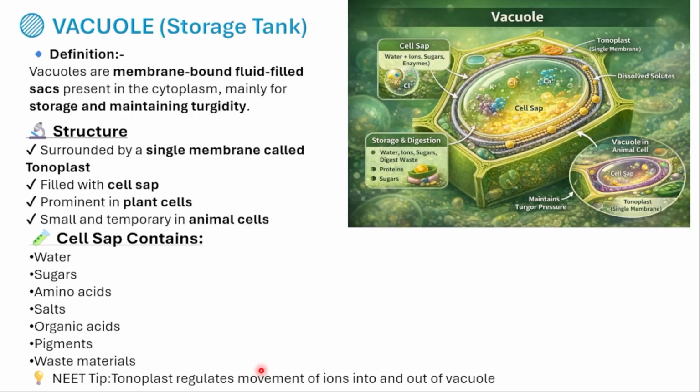Next organelle, and the last one of the endomembrane system, that is the vacuole. See, vacuoles are membrane-bound fluid-filled sacs present in the cytoplasm, mainly for storage and maintaining turgidity. Structure may differ, but on the basis of functions, you may have got an idea now. See, first the ER will come.